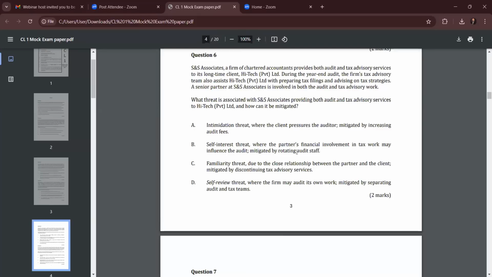Right? Familiarity threat due to close relationship between the partner and the client, mitigated by discontinuing tax advisory services.